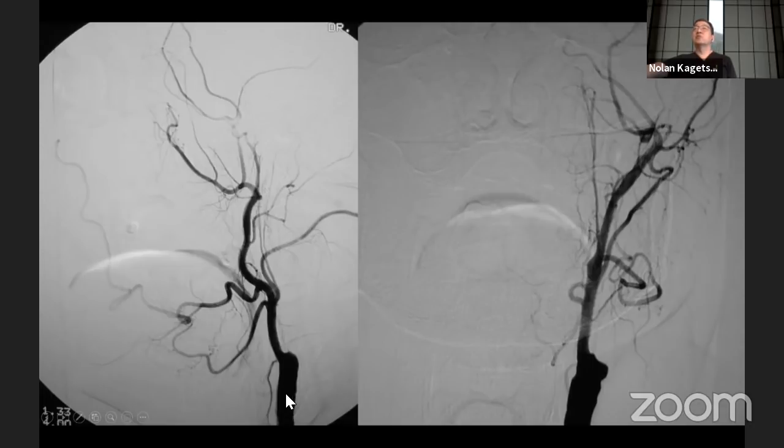But anyways, it's a small plastic tube. We put it in the common carotid artery. We injected contrast. And the thing we're not seeing here is the internal carotid artery. The internal carotid artery is occluded. And then we're just directing all the contrast to the external carotid artery.